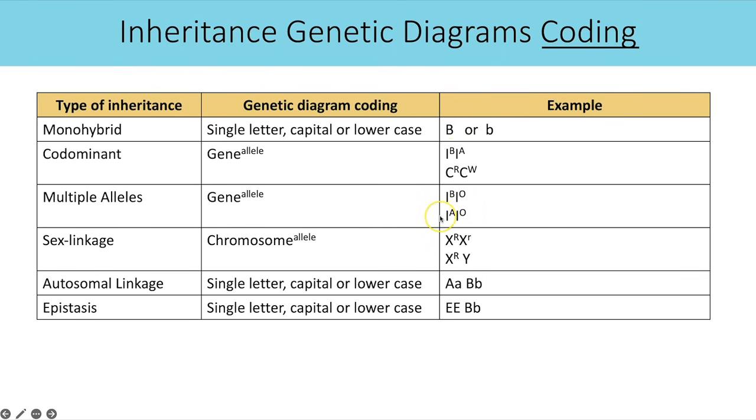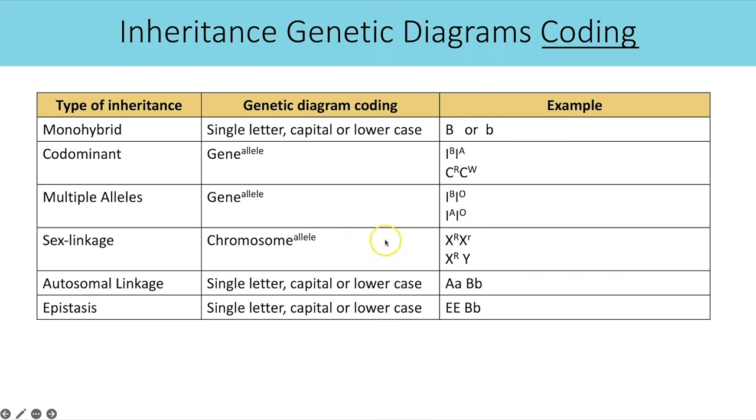We have to do the same thing in multiple alleles because you have more than two alleles for a gene. Therefore, we can't just do capital and lowercase with the same letter. So that's why here we can see we've got the base letter for the gene and we've got the three possible alleles for blood groups shown there.